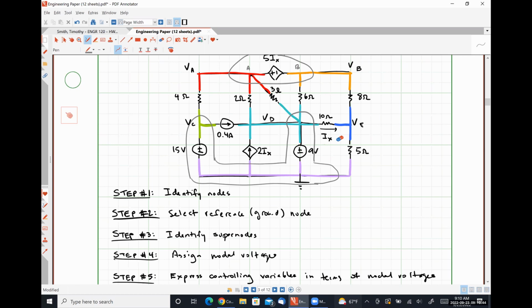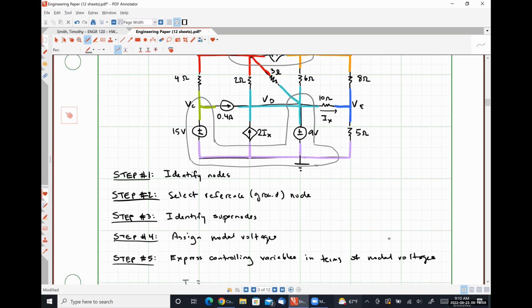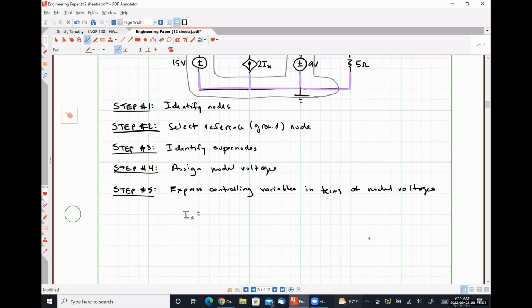Absolutely correct. So the controlling variable isn't attached to the dependent source. It's the thing over the resistor or something like that that's controlling what the dependent sources do. Okay. So VD minus VE over 10 ohms. All right. That's our, yes.